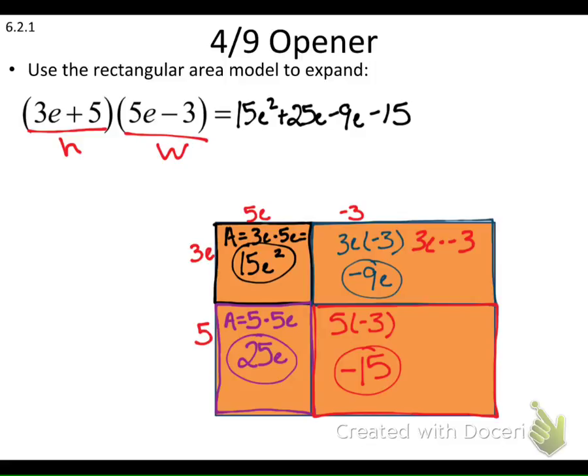Ashley, is that my final answer? No. Why is that not my final answer? Yes, very good. What are my two like terms? Negative 9e and 25e. Good. If I combine those together, what am I going to get?